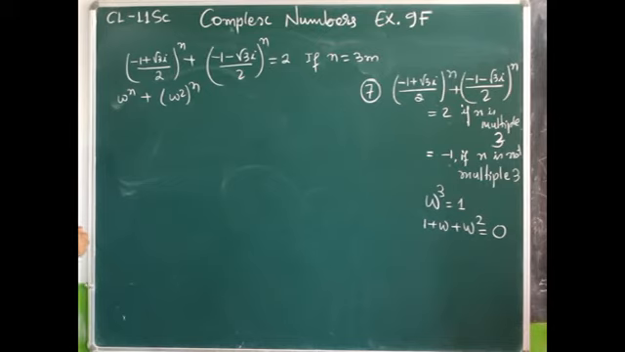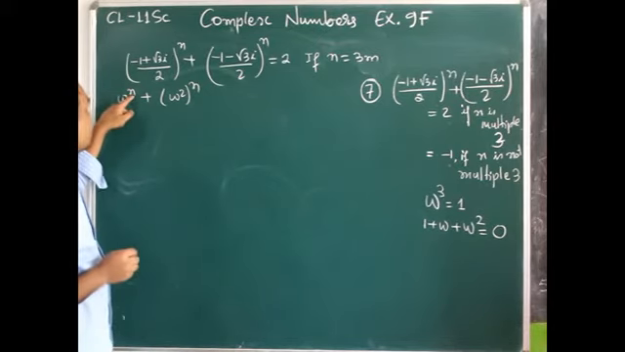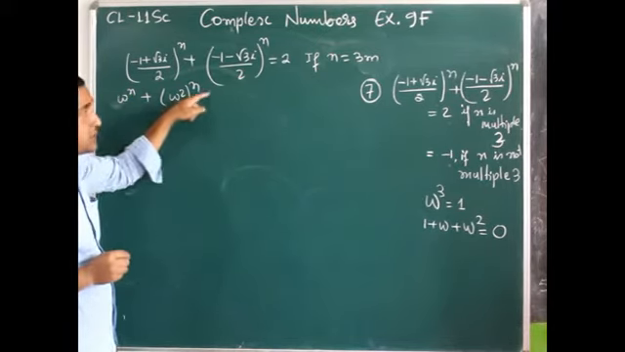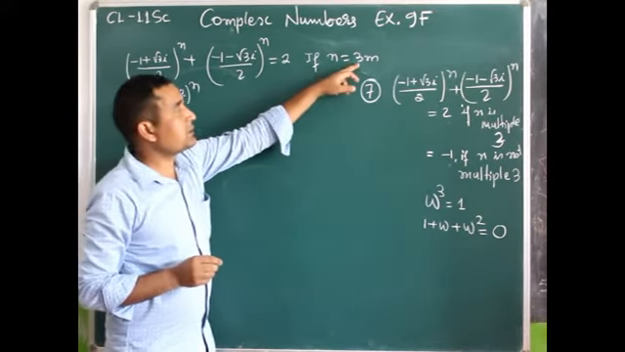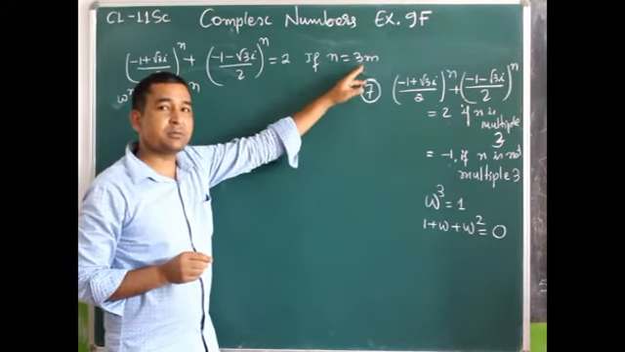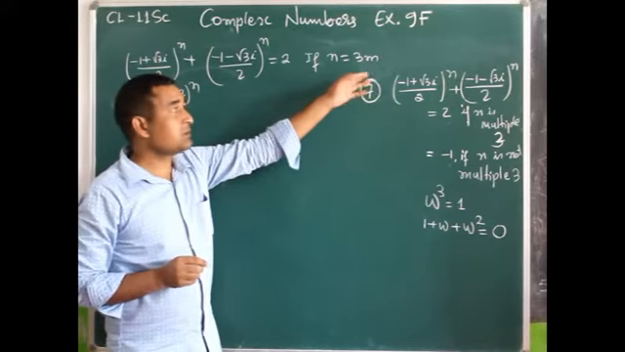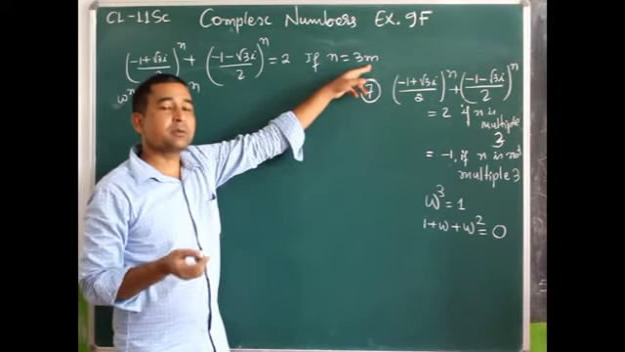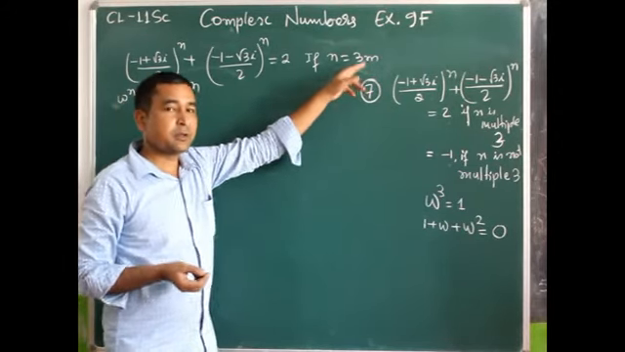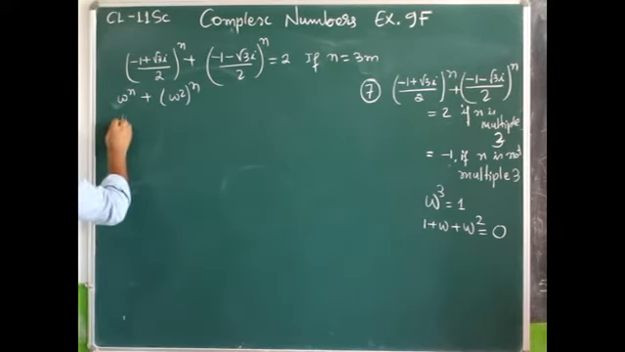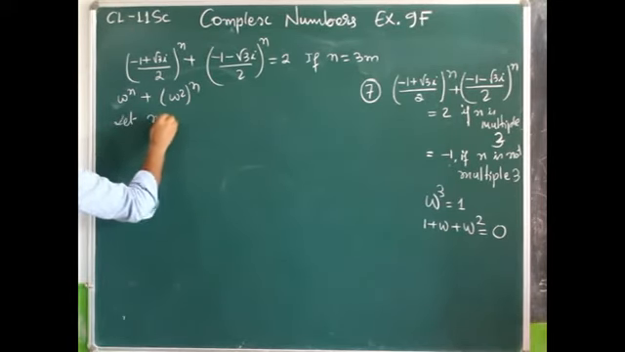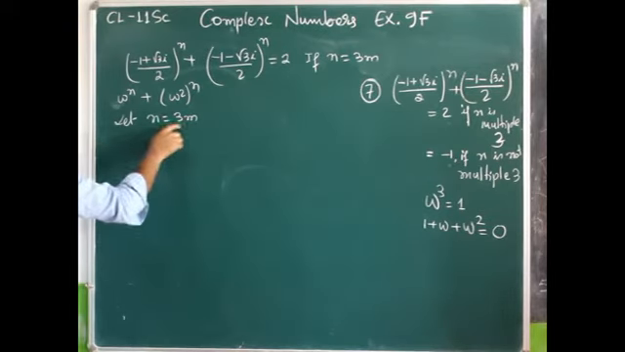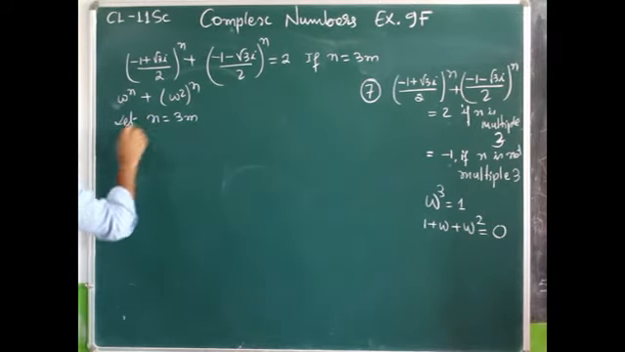Now let's replace n by a multiple of 3. That's why we are going to replace n by 3m. 3m means 3 multiplied by any number. Now let n equal 3 multiplied by m. That means it is a multiple of 3. Now replace n by this.